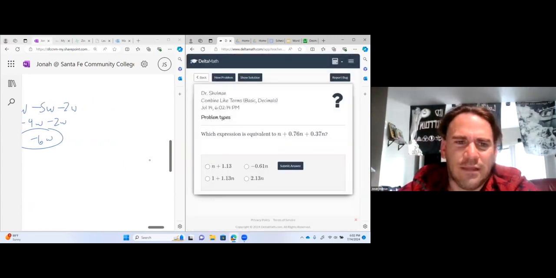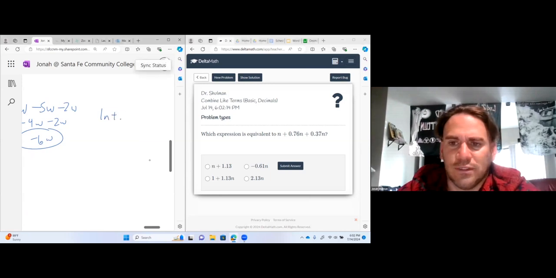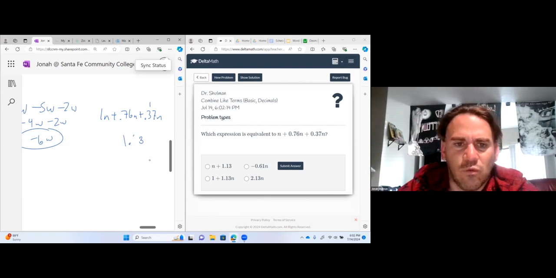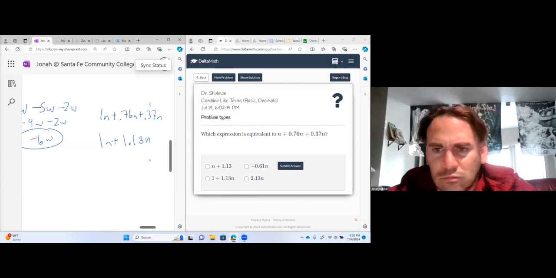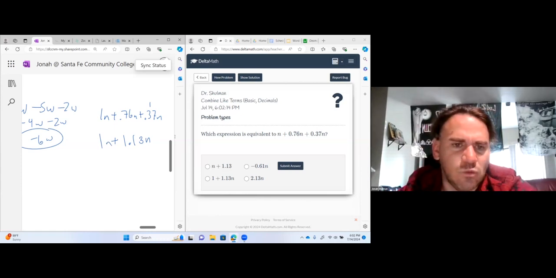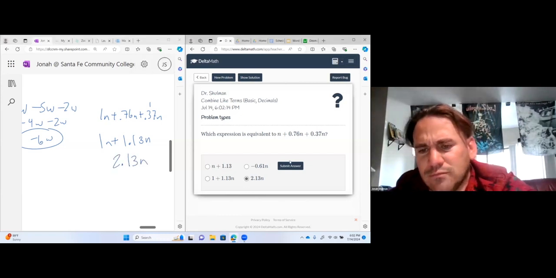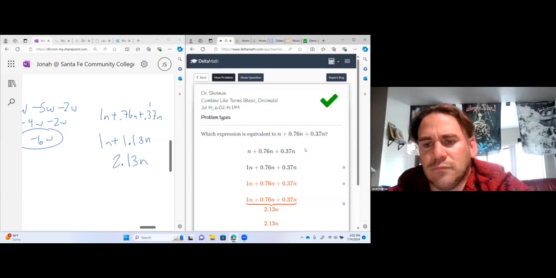So I have 1n, let's put the 1 there, plus 0.76n plus 0.37n. Okay, 7 plus 6 is 13, carry the 1. 7 and 3 is 10, plus 1 is 11. So that's 1.13n plus 1n. Oh, so we just put them together. What's 1 and 1.13? It's got to be 2.13n. I like the multiple choice. That's fun. Nice.